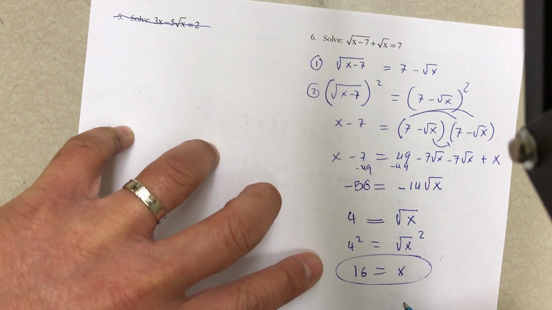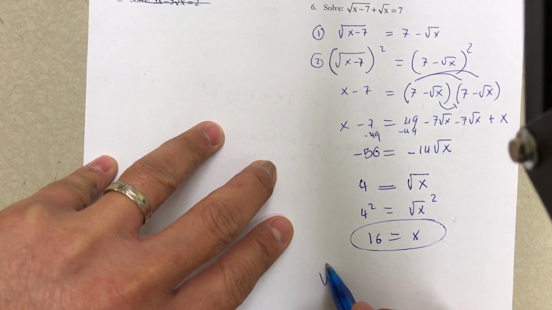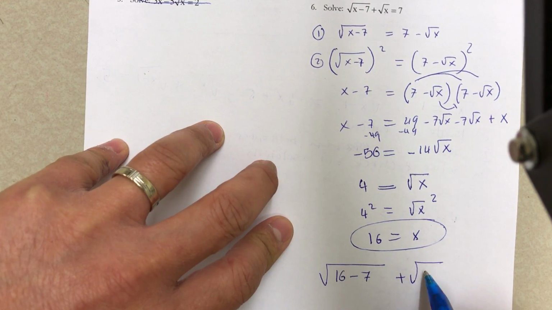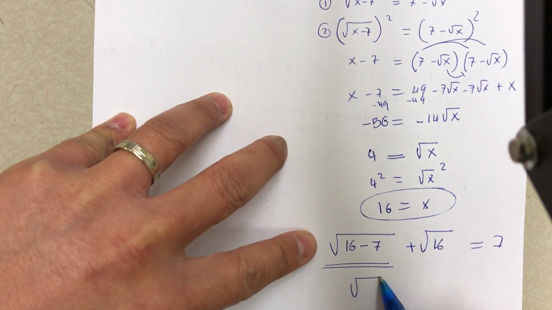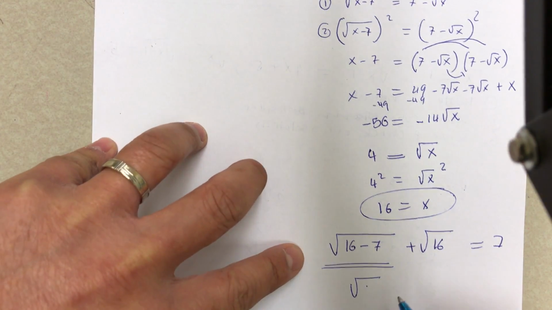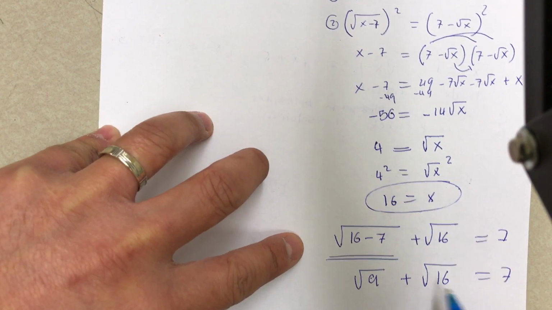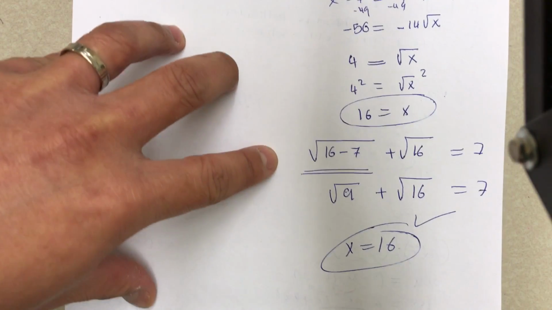So once we found 16, it's time for us to check our solution by plugging it in here. So when we plug it in, we get 16 minus 7 plus root 16 equals to 7. So 16 minus 7 is going to be 9, okay? And then this is 16. And as you can see, 3 plus 4 is 7, so that is true. Therefore, x equals to 16 is our answer.